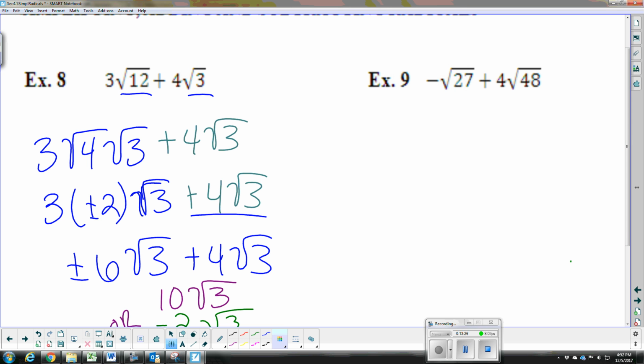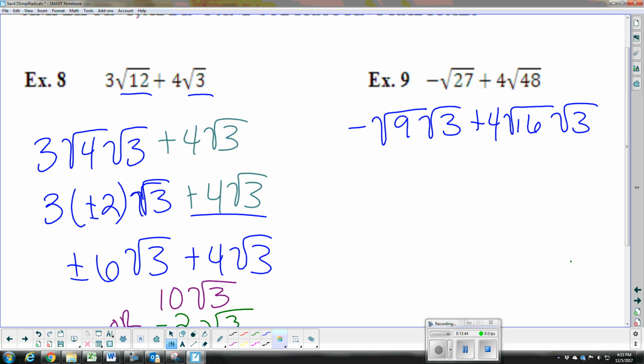For example 9, we have negative square root of 27, which is the same as the square root of 9 times the square root of 3, plus 4 times the square root of 48, which is the same as the square root of 16 times the square root of 3. So we're trying to get like radicands. For 48, we're trying to find another one that could have a perfect square and square root of 3 in order to combine these.